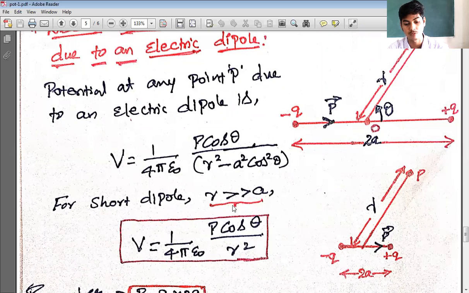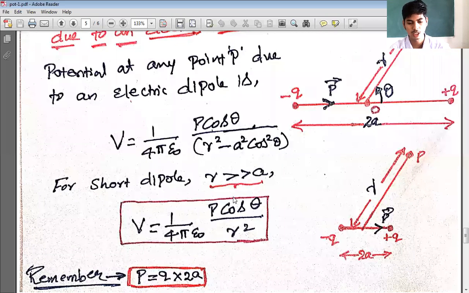This is the condition for a short dipole, right? So in comparison with R, A cos square theta or A square cos square theta can be ignored. So it will be left with V is equal to 1 by 4 pi epsilon P cos theta divided by R square. Right? Is it clear?